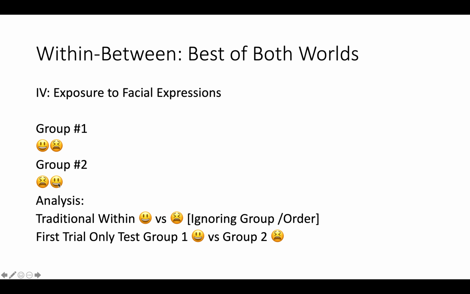The traditional way to analyze this would be to ignore the order and just average the scores when people were seeing the happy videos and then compare those to the average of the scores when people are seeing the sad videos. That's a traditional way to run a within subjects analysis. However, in this example you can clearly see that couched inside this within subjects analysis on the first trial is a between subjects design.